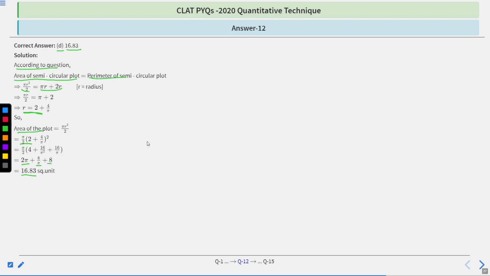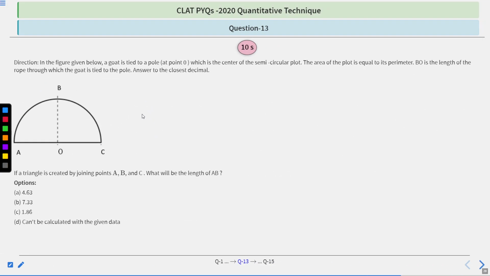I hope the explanation is clear to you. Let's move to the next question. Now the same direction is given to you, the same information. Let me quickly jump to the main question. If a triangle is created by joining ABC, what will be the length of AB? Simple question. Options: 4.63, 7.33, 1.86, or cannot be calculated with the given data. You will have 10 seconds to try this question. After 10 seconds, we'll move towards the correct option and its explanation. So your time starts now.